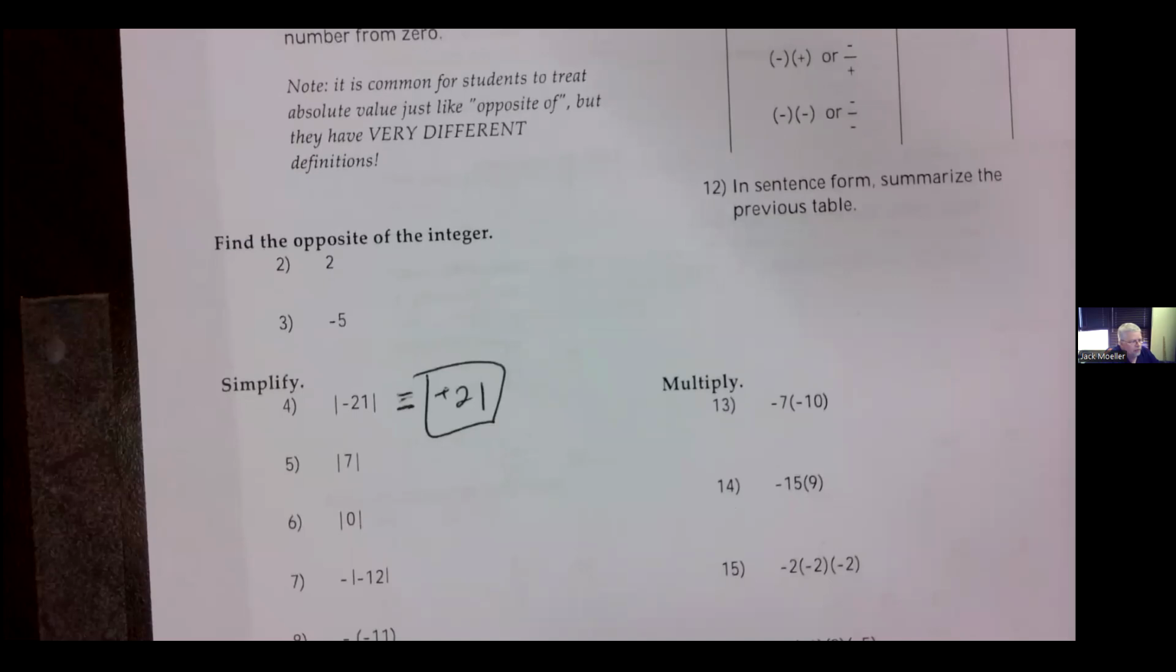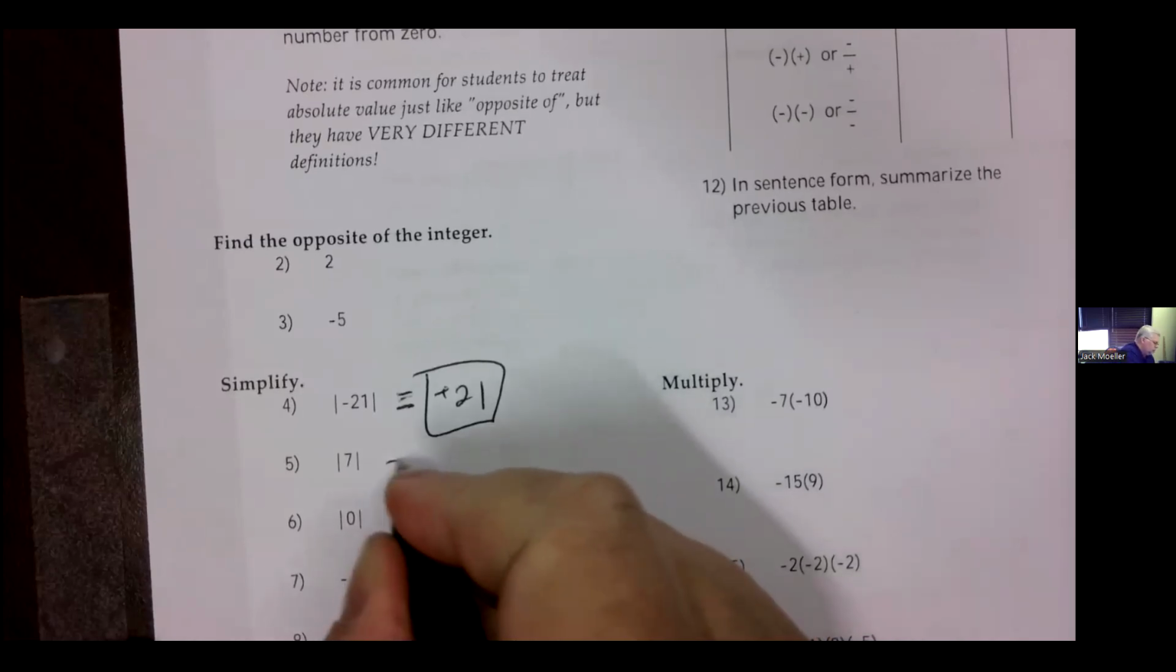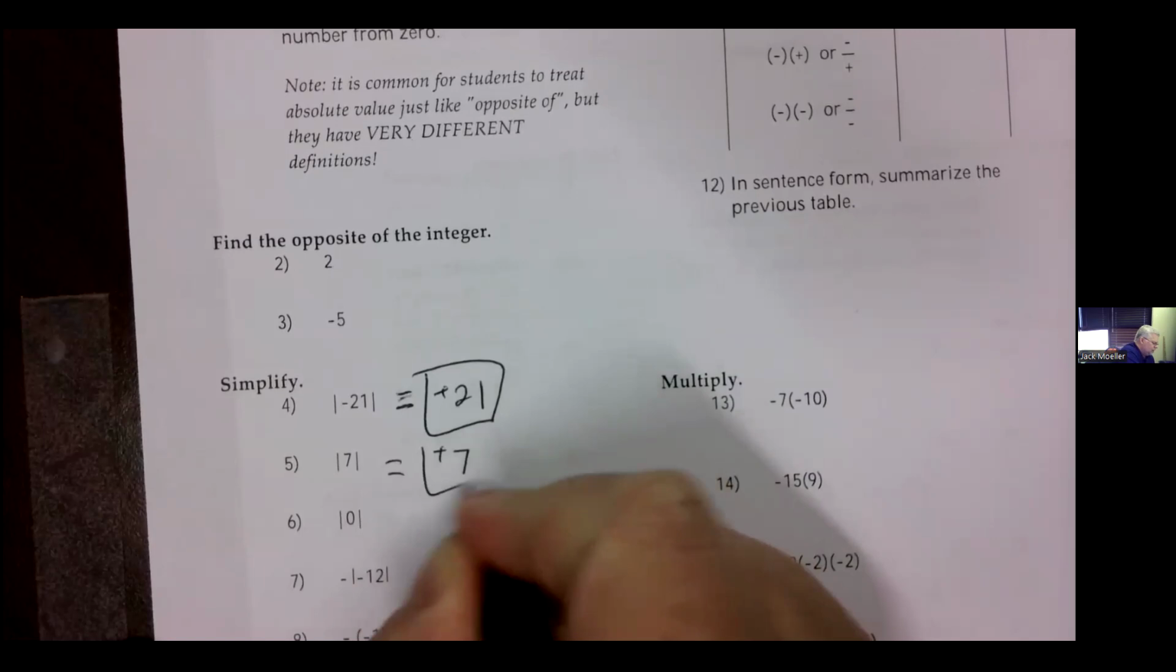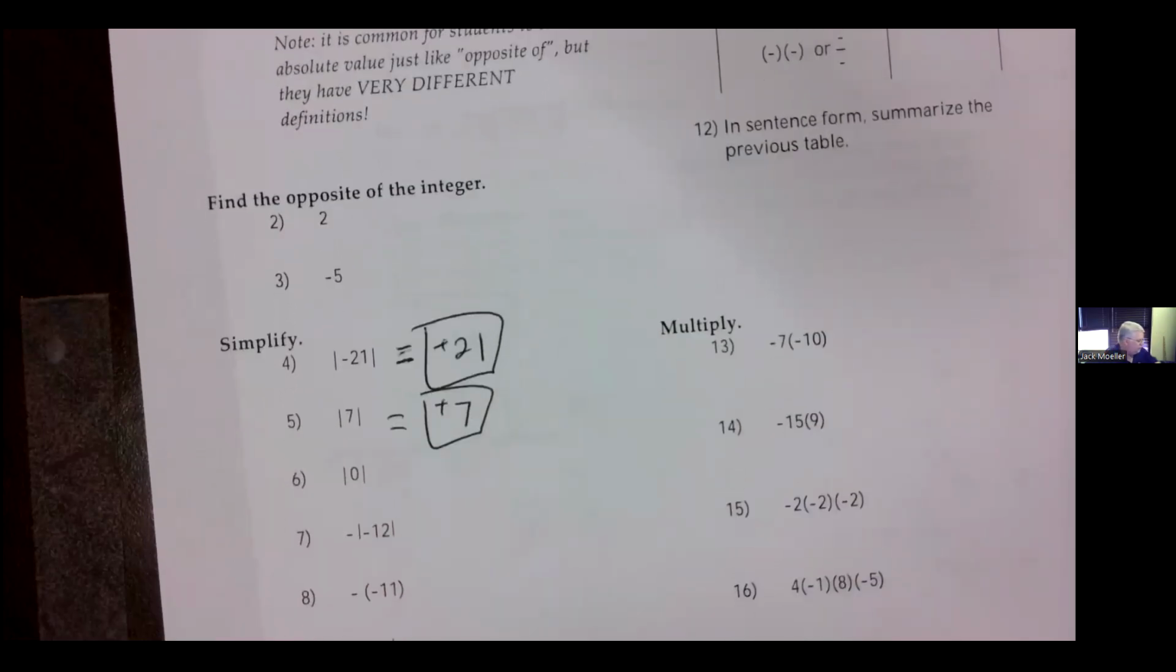Okay, so what is the absolute value of 7? Well, if you're thinking negative 7, you're reverting back to opposite of. But how far is 7 from 0? It's 7 steps. The absolute value of 7 is 7. What's the absolute value of 0? Well, 0 is 0 steps from 0, so it is 0.